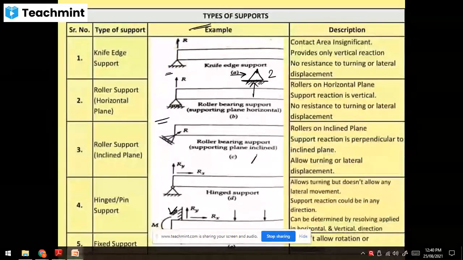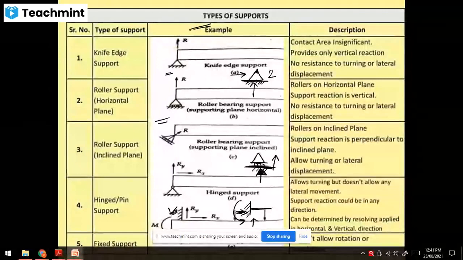For roller support, how many unknowns are there? One unknown, which is perpendicular to the base. Remember, only one unknown, but it is perpendicular. Then fixed support, how many unknowns? Three: vertical, horizontal, and a moment. So there are 3 unknowns for the fixed support, 1 for roller support, and 2 for hinge support.